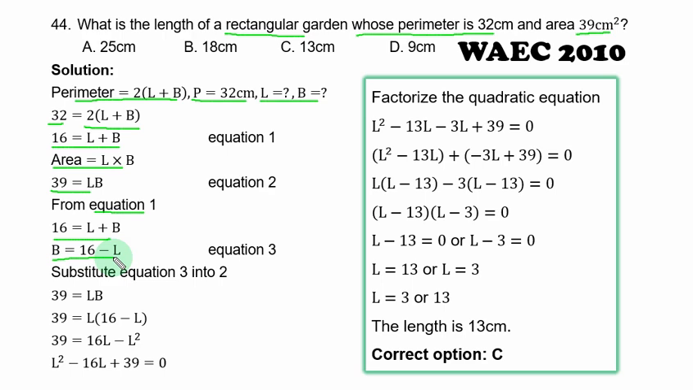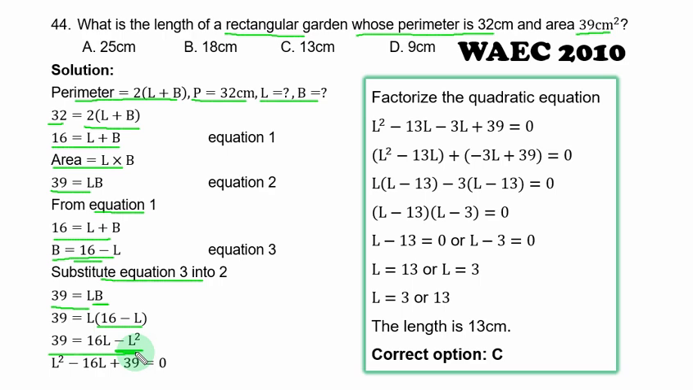To continue, you have to substitute equation 3 into equation 2. This is equation 2. Equation 3 is the breadth equal to 16 minus length. You come here and replace the B with this value. When you expand, you have it in this form. This term suggests that we have a quadratic equation.